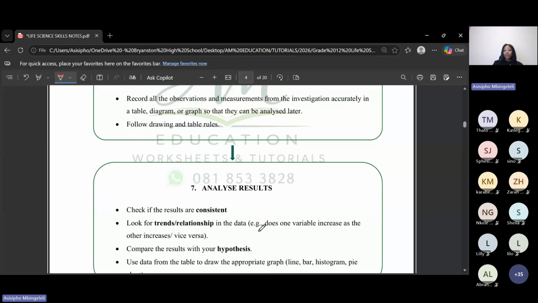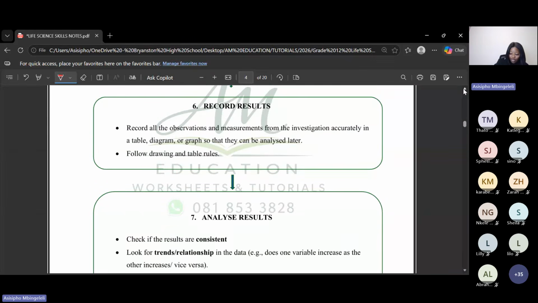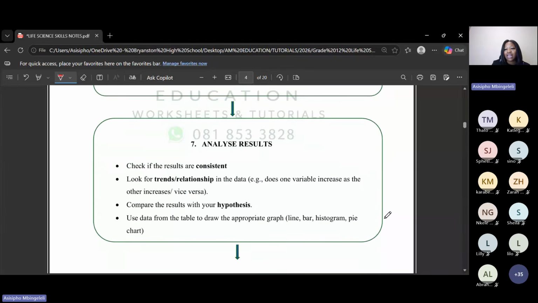Okay. Recording results. You are going to be given the results. They're not going to ask you to record. However, your job would be to analyze the results. Most of the time, your results will be given in a table. That is the simplest form of giving results. You will be given the results in a table, and you just need to know how to analyze. What are some of the things we would need to analyze here? The numbers, the data that you're given.